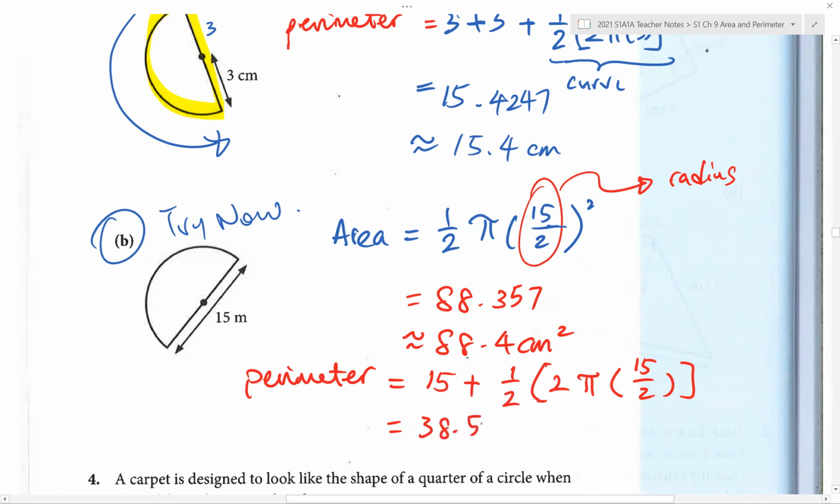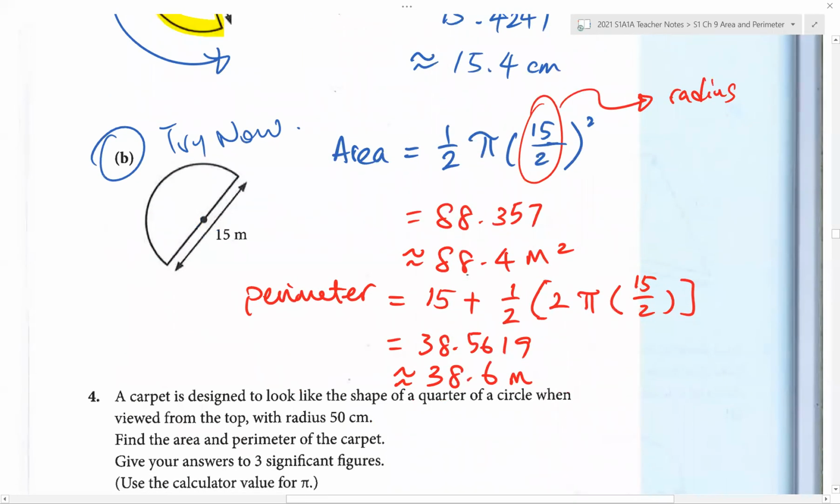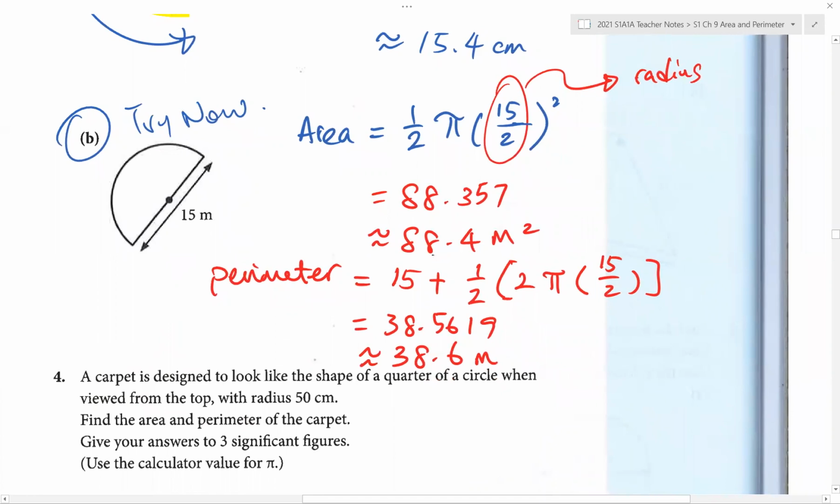So we have 38.5619. 38.6 cm. Oh, sorry, meters. Okay, any questions? Why need to wait? Didn't you all manage to do it? Just be very certain of what you're trying to find, area or perimeter. Then use the correct formula, you will be okay.